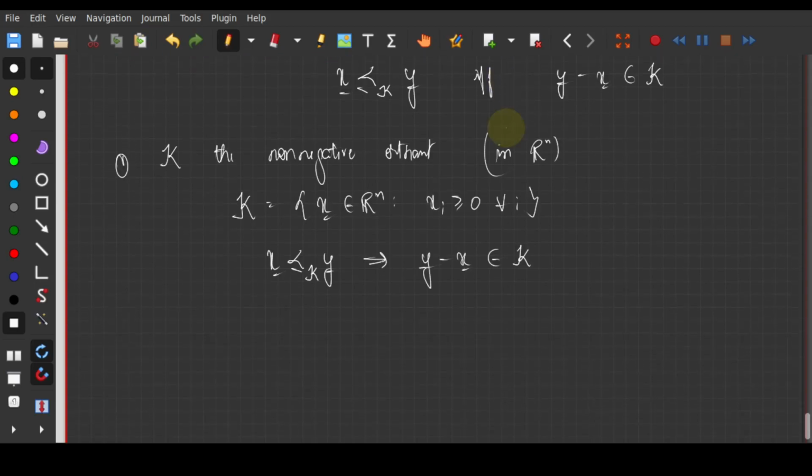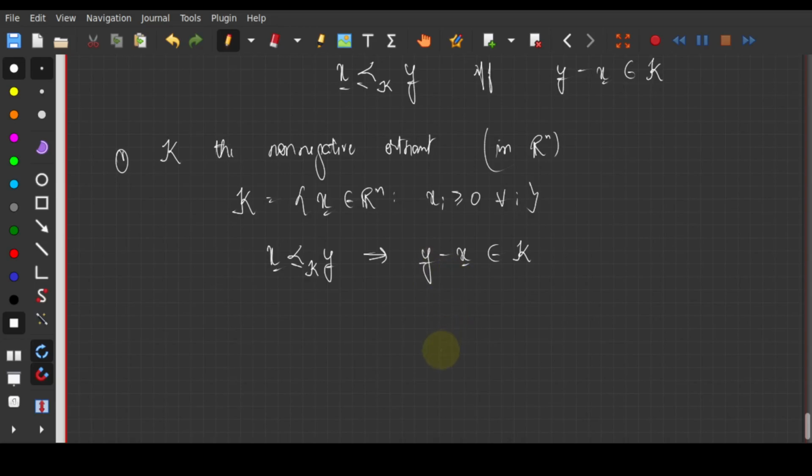So what does this essentially correspond to? It's basically element-wise greater than or equal to, right? So it means that y_i minus x_i is greater than or equal to 0 for all i, or y_i is greater than or equal to x_i for all i. So if I choose K to be the non-negative orthant, then this generalized inequality is the same as saying that component-wise, Y should be greater than or equal to X.